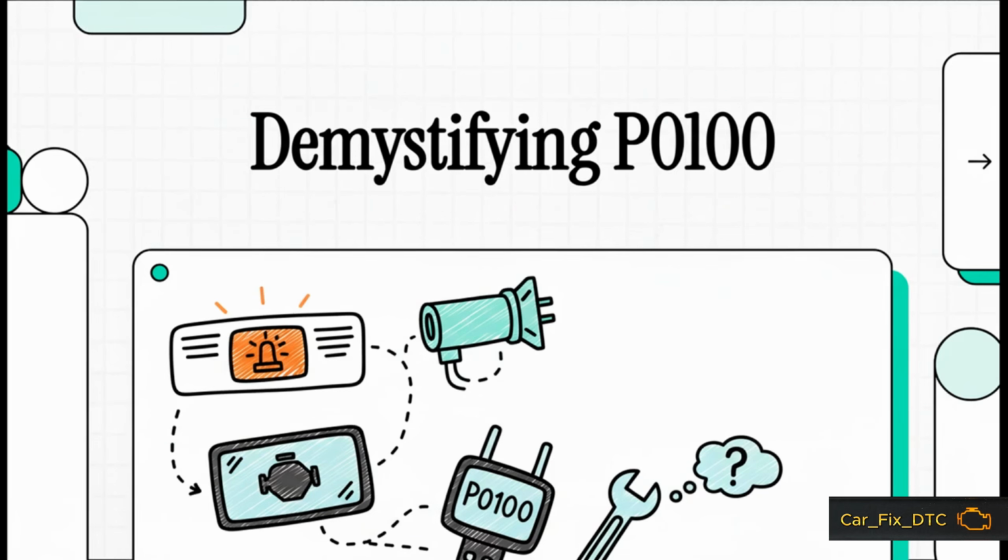All right, so you've got that dreaded check engine light glaring at you, and the scan tool spits out P0100. Yep, you're in exactly the right place. We're going to break down what this common code means and, more importantly, give you a solid step-by-step plan to get your car running right again. So, let's get into it.